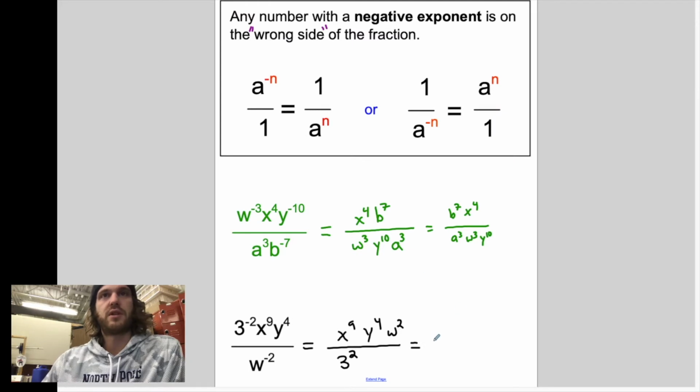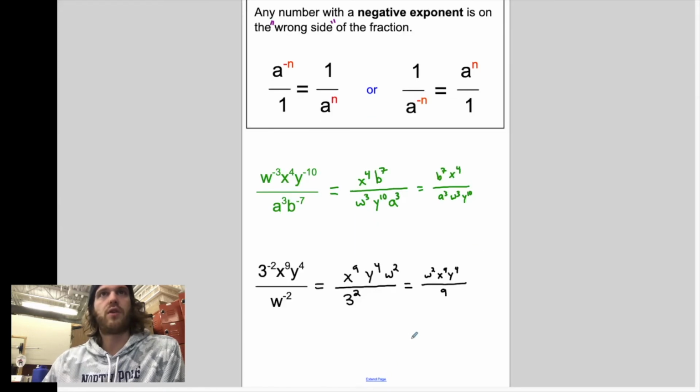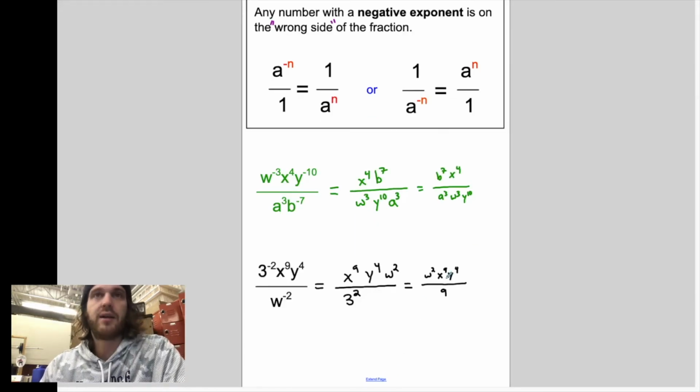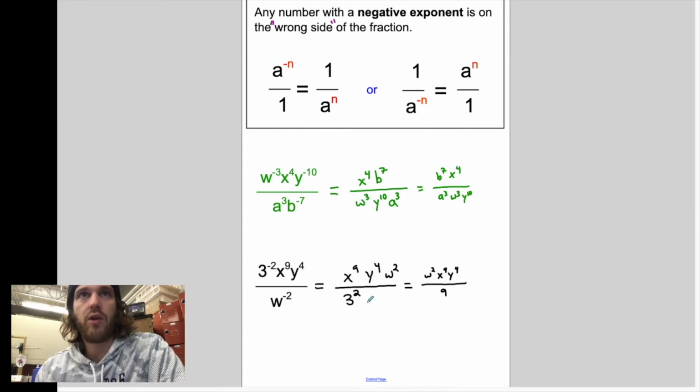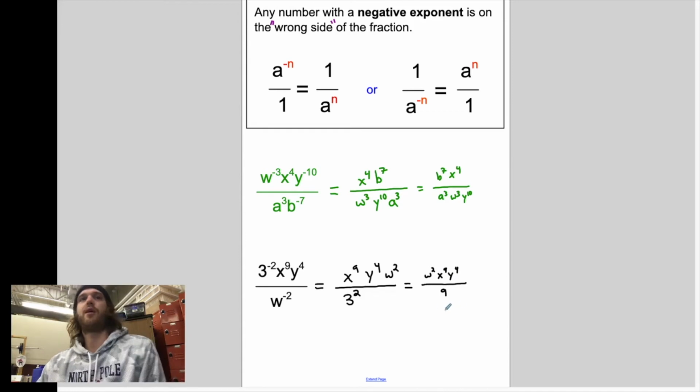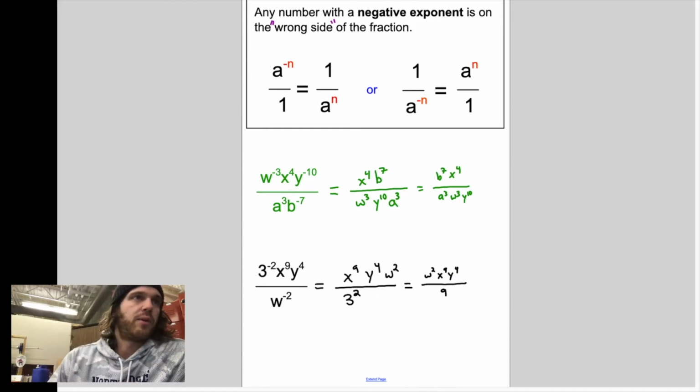Same process. Okay, but coming on over here, w to the 2nd, x to the 9th, y to the 4th, and in the bottom we have 3 squared, which is 9. To make sure you are all simplified and happy, one of the things you want to do is make sure all numbers have been evaluated. So 3 to the 2nd needs to be 9 for it to be in simplest form. So this is a happy answer, everything alphabetized, and all numbers simplified.